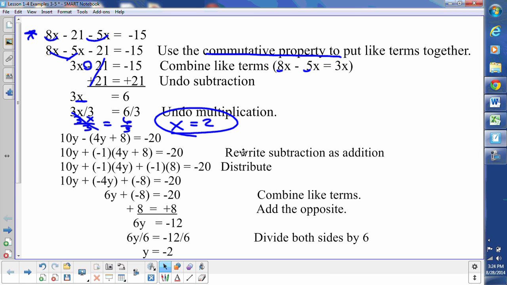To check this, I put my 2's in for my x's, giving me 8 times 2, which is 16, minus 21, minus 5 times 2, which is 10. And that equals negative 15.